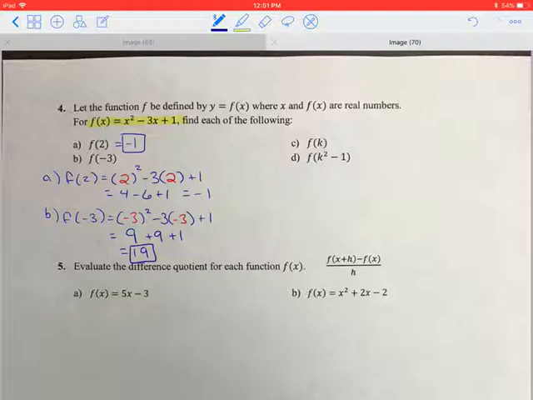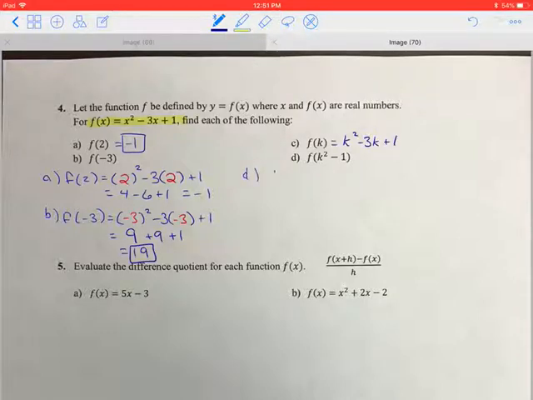All right, so for C, it's asking me to replace x with k. Well, this one's going to look just like the original function. It's just everywhere I have an x, I'm going to put a k. So it would just look exactly like that. Now, D is the trickiest. I want to replace x with k squared minus 1.